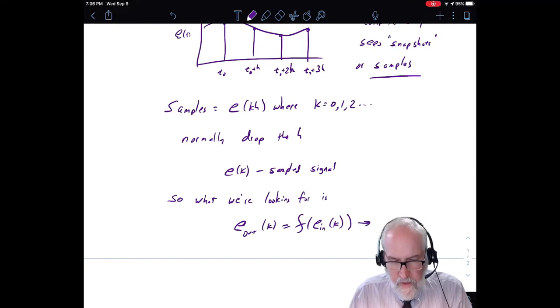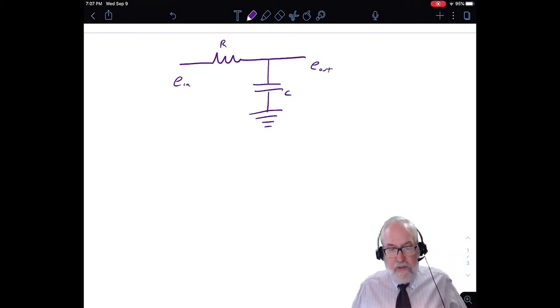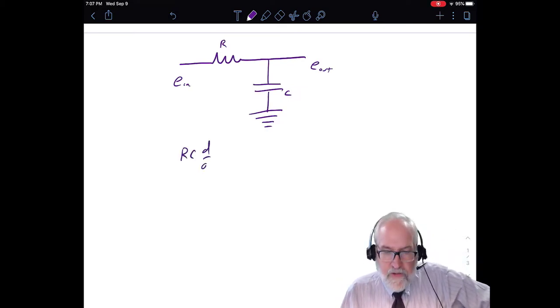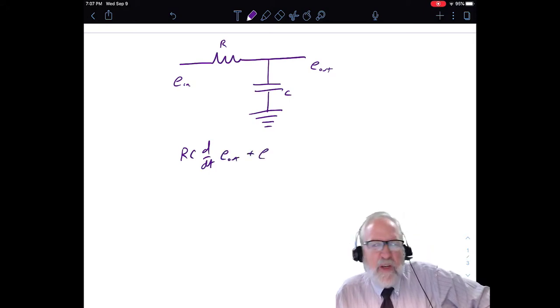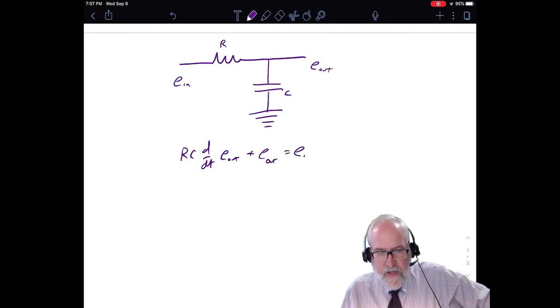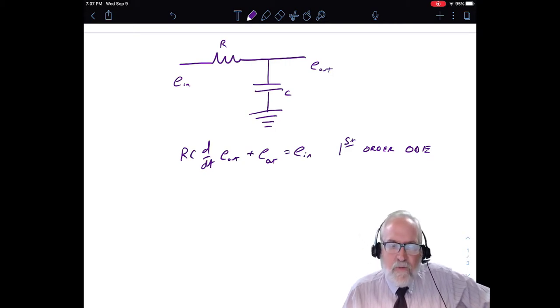To do that, we're going to go back to our RC circuit and the differential equation that describes it. It's just an RC circuit. The input signal comes on the resistor, the capacitor goes to ground, and the output is the voltage on the capacitor. The differential equation that describes this, which we can derive fairly easily but I won't do now, is that RC times the derivative of the output voltage plus the output voltage itself is equal to E in. This is a very simple first order linear ordinary differential equation. We know the solution will be exponentials, but that's not what we're interested in right now.